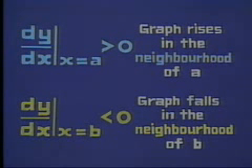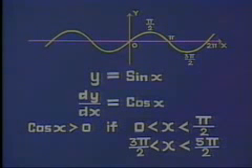On the other hand, if dy by dx is negative at a point B, then it means that the graph falls in the neighborhood of B. Take y equal to sin x. Then dy by dx is equal to cos x. Now cos x is positive if x lies between 0 and pi by 2, or if x lies between 3 pi by 2 and 5 pi by 2, and so on. You can see that these are exactly the intervals where the graph of sin x rises.